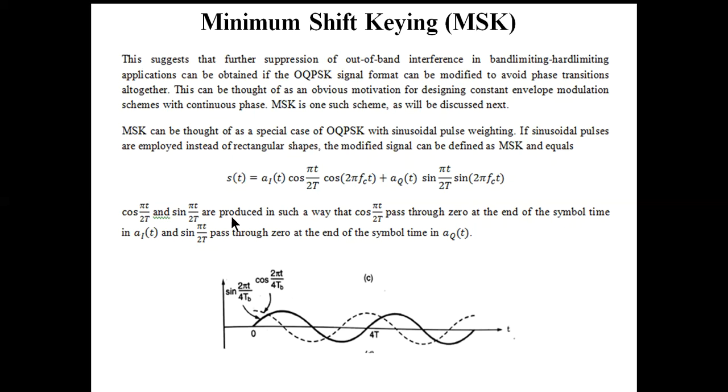Their time period has been selected in such a way that cos(pi t / 2T) passes through 0 at the end of the symbol time of AI(t), and sin(pi t / 2T) passes through 0 at the end of the symbol of AQ(t).